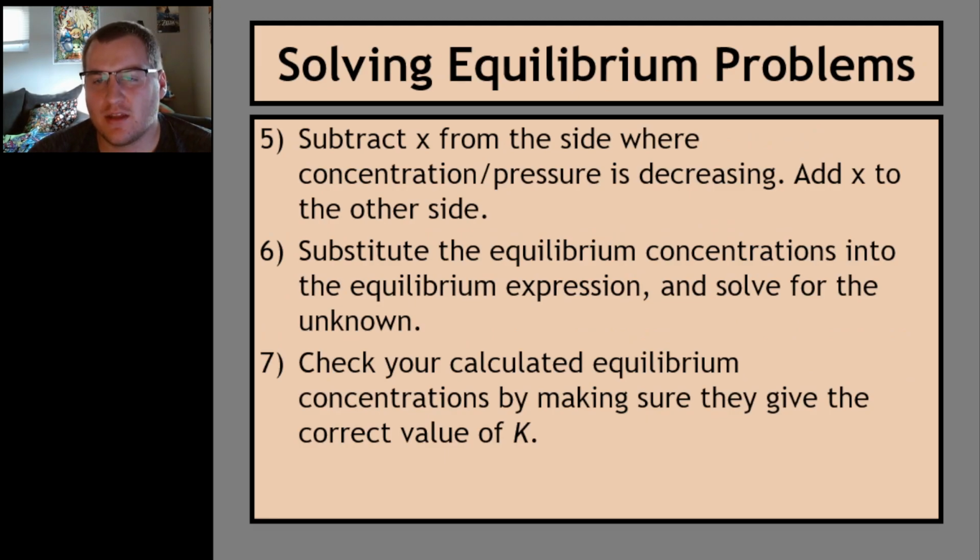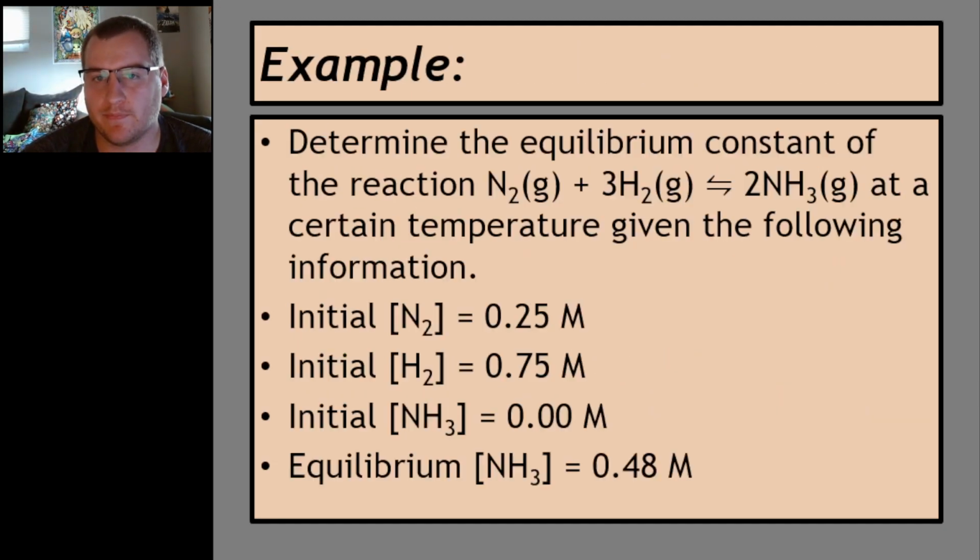I'm going to need that for step 5. Subtract X from the side where the concentration or pressure is decreasing. Add X to the other side. 6. Substitute the equilibrium concentrations into the equilibrium expression. Solve for the unknown. Check your calculated equilibrium concentrations by making sure they give the correct value of K. That's what we just did. We didn't check our work, but it's probably good. But that's essentially what we just did to solve the problem.